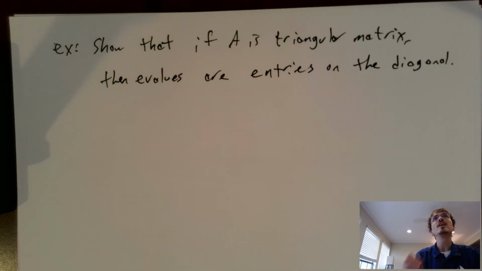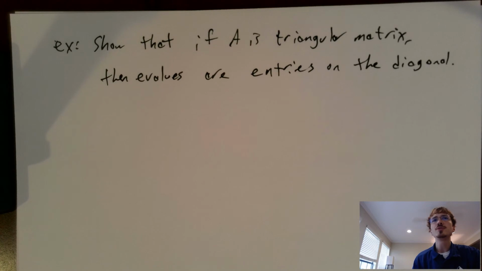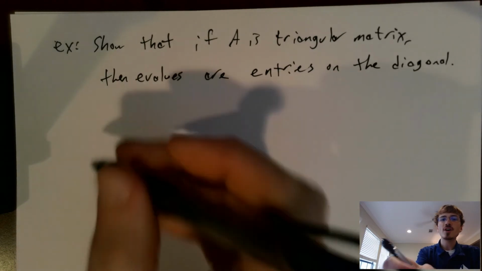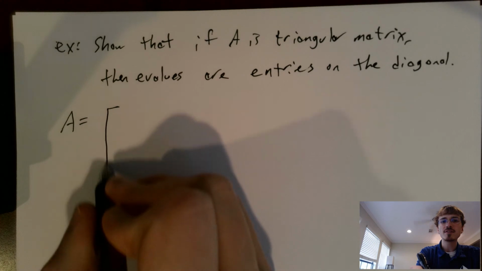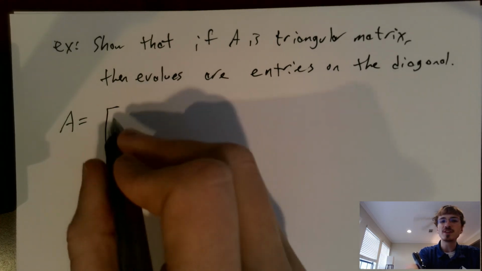If A is triangular, either upper triangular or lower triangular, it doesn't matter, show that the eigenvalues are the entries on the diagonal. Pause the video, give this a shot. Alright, so let's just see what A probably looks like. Let's suppose we're upper triangular in this case.